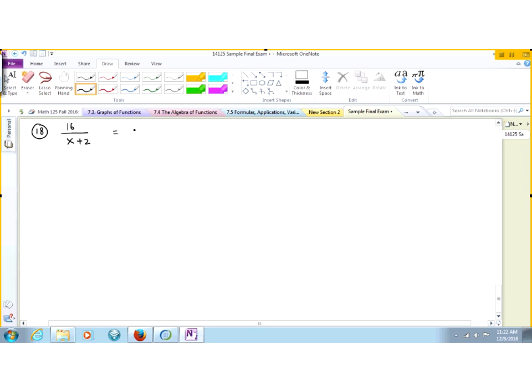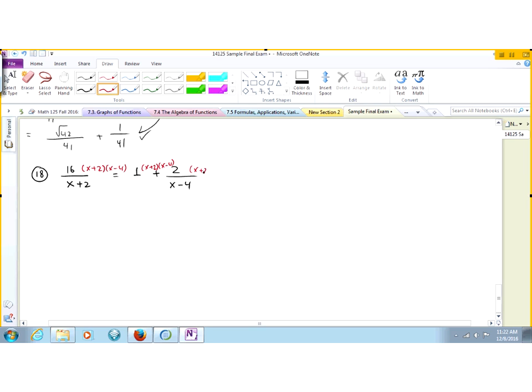You just have to get rid of the common denominator, right? Oh, you have to find the LCD too, and then multiply each one by the LCD. Remember that? So what's the LCD? So multiply by x plus 2, x minus 4, each term.